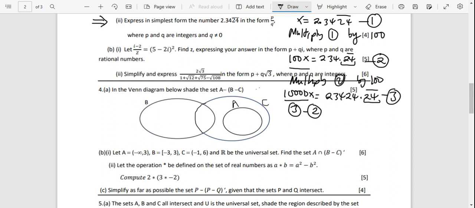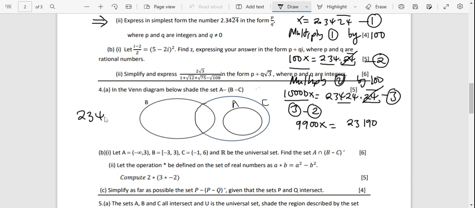Okay, if we do that, 10,000 minus 100, that is going to give us 9,900x. And here we're going to subtract, since this 24 and this 24 at the end, they're just going to cancel out. So it will be the 23,424 minus 234. And that is going to give us about 23,190. If we do the subtraction, it's not complex.